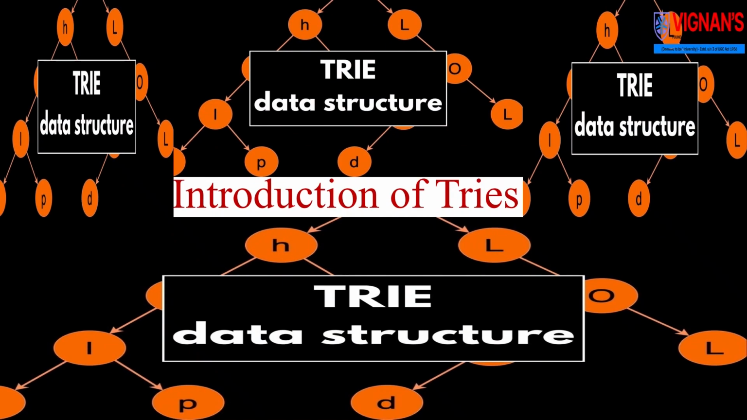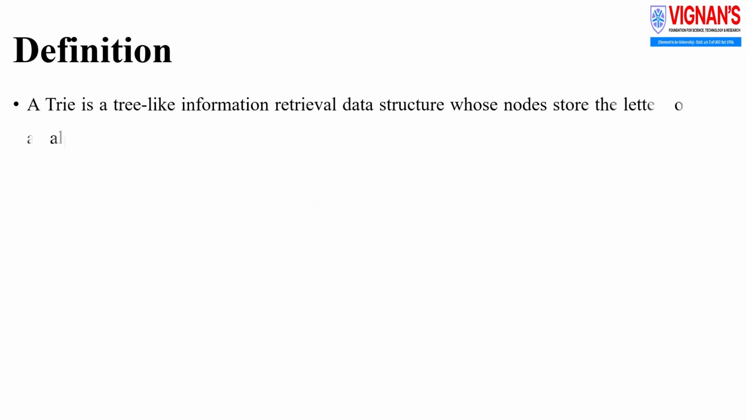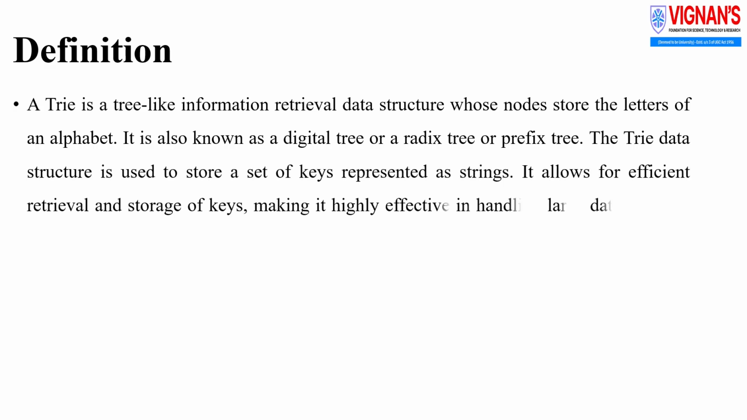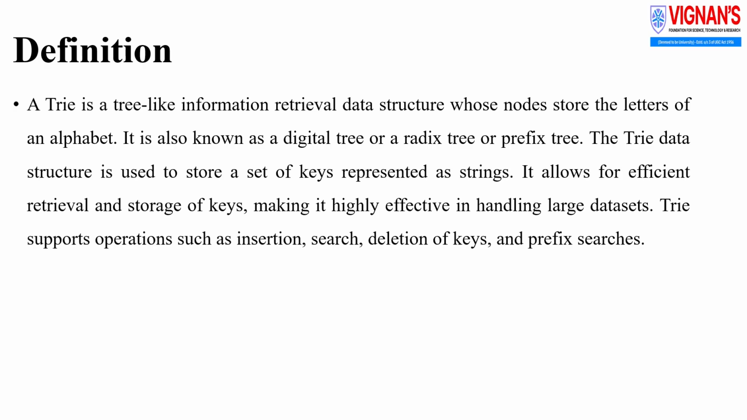Hello everyone, let us discuss the introduction of tries. A trie is a tree-like information retrieval data structure whose nodes store the letters of an alphabet. It is also known as a digital tree, radix tree, or prefix tree. The trie data structure is used to store a set of keys represented as strings. It allows efficient storage and retrieval of keys, making it highly effective when handling large datasets. A trie supports important operations such as insertion, searching, deletion of keys, and prefix-based searches.